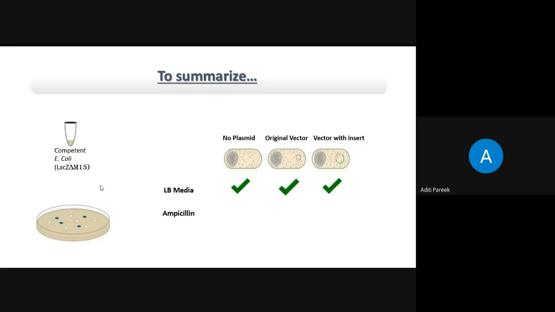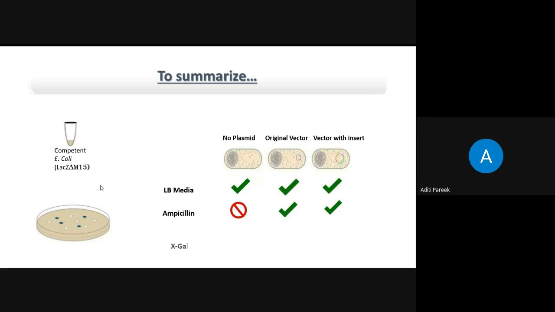But if we add ampicillin to the culture media, that is the selective agent, then the bacterial cells which do not contain any plasmid will not have any resistance to the antibiotic, so they will die. The self-ligated original vector bacterial cell will also survive, as it has resistance because of the antibiotic resistance site, and the vector with the insert will also survive.